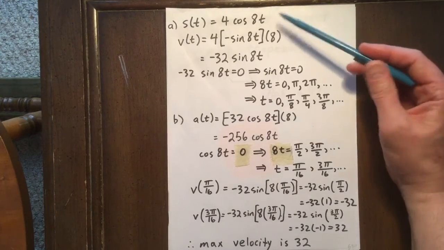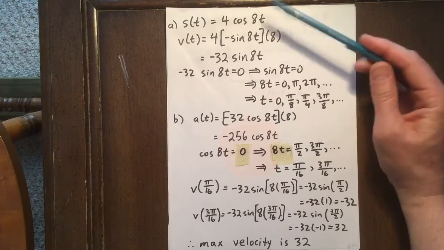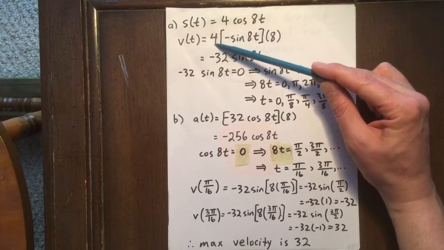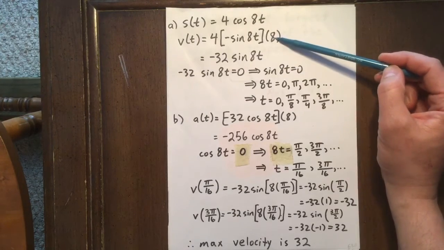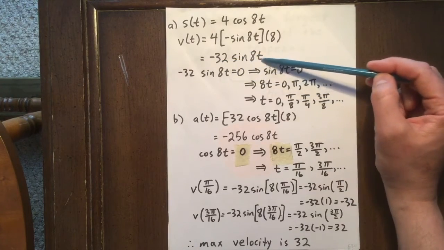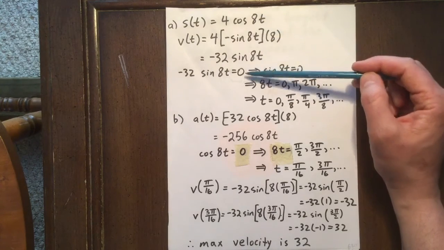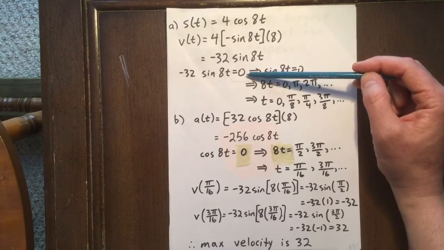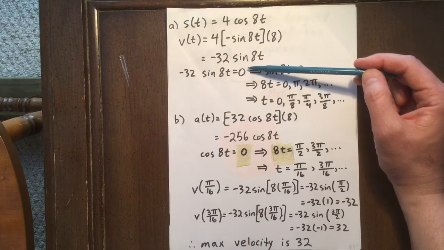Well, we start with our displacement function, and we see that the velocity is just the derivative of that. So the derivative of 4 cos block is 4 times negative sine block times the derivative with respect to t of that block. 4 times negative 1 times 8 is negative 32 sine 8t. We're going to set that derivative equal to 0, because the velocity is a derivative of displacement, in order to determine when the object changes direction.